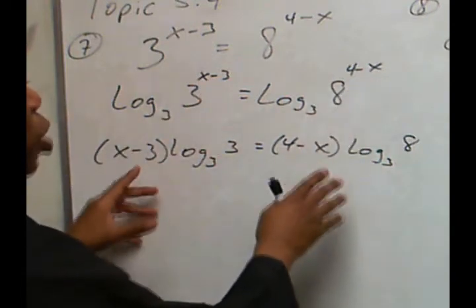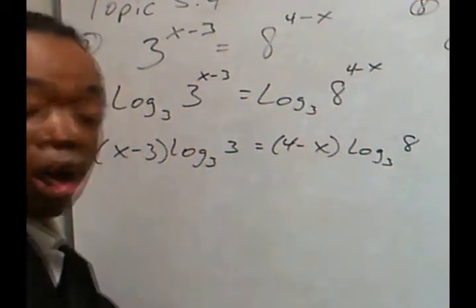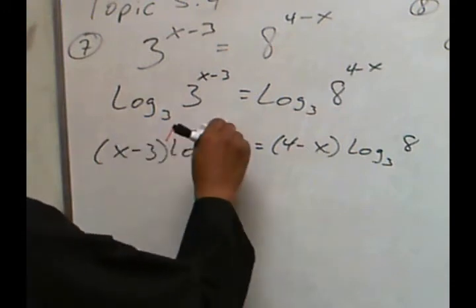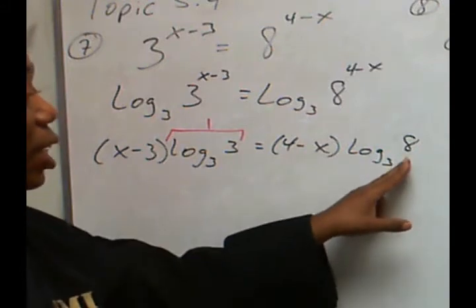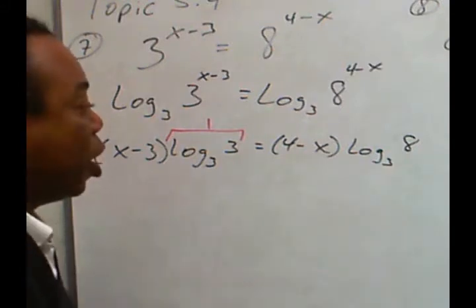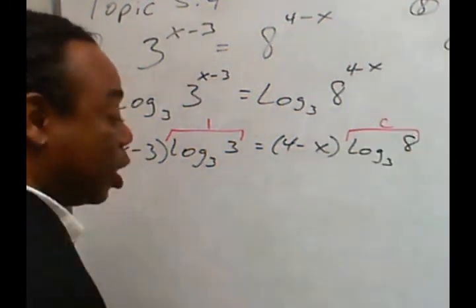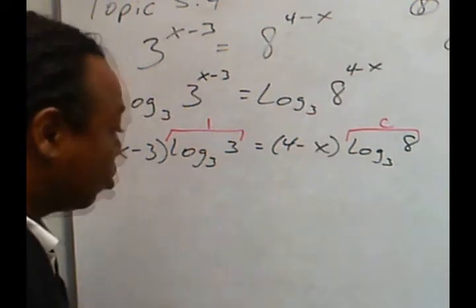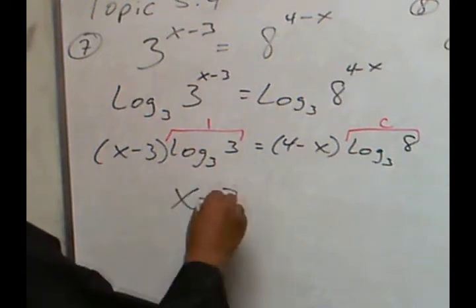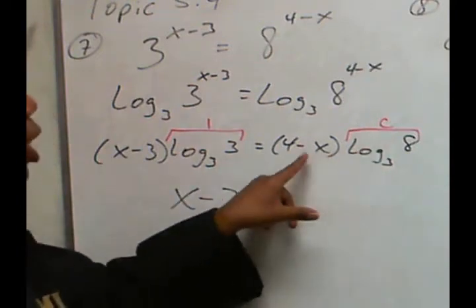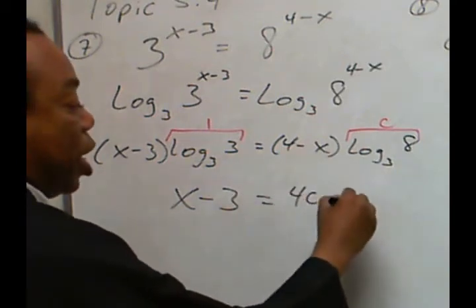The second reason why I chose log base 3 in particular is because here I have log base 3 of 3. Log base 3 of 3 is a constant, and that constant is 1. Log base 3 of 8 is also a constant. I'm not sure what that is, so I'm going to just write that as c. It'll be a constant c, and we'll figure out what that is later on. So, 1 times x minus 3 is x minus 3. And c times 4 minus x is 4c minus xc.